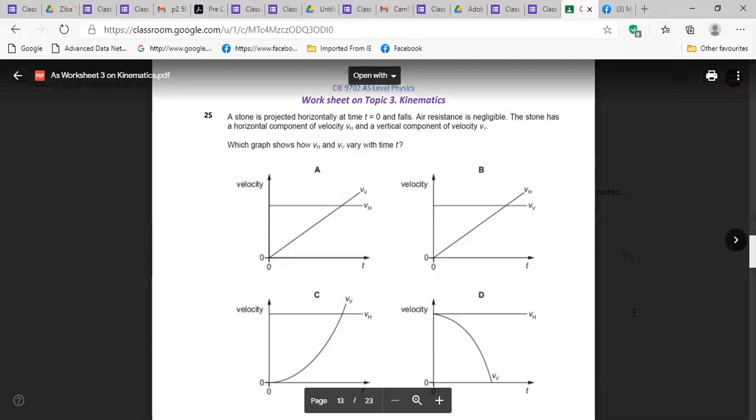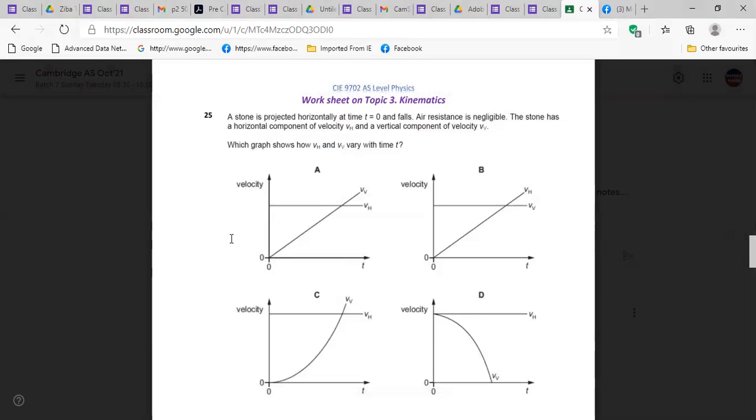Have you understood? Sir, I have one question over here. Sure. Sir, air resistance is negligible. Like, the answer is A, I understand. But one confusion is air resistance is negligible. Negligible means there is no air resistance.